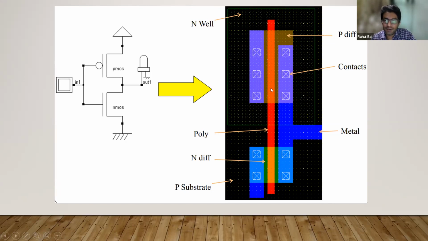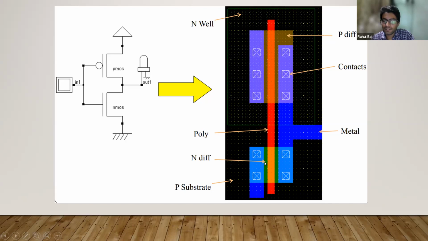So as I said, the upper part is PMOS. For PMOS, the substrate is N substrate, so we call it an N well. And the below part is the NMOS, so there is a P substrate we are using. Then the middle line is nothing but a polysilicon line. It is indicating the gate, the polysilicon.